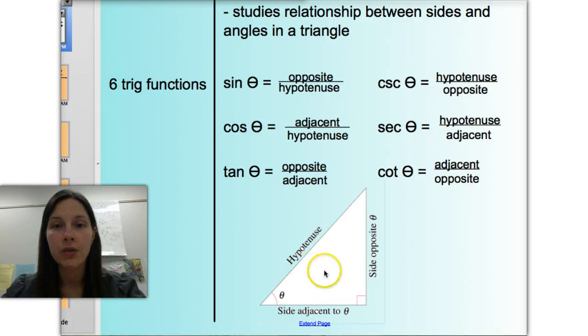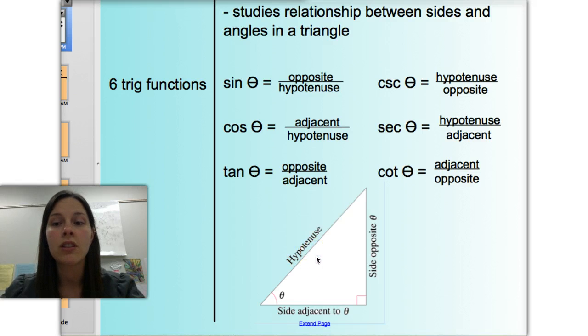So when we look at a right triangle, remembering theta, hopefully you've seen that symbol for an angle before, the sine is opposite over hypotenuse, the relationship for the sine ratio for the angle. Cosine is adjacent over hypotenuse. Tangent is opposite over adjacent. Most of you should be familiar with that from SOHCAHTOA.